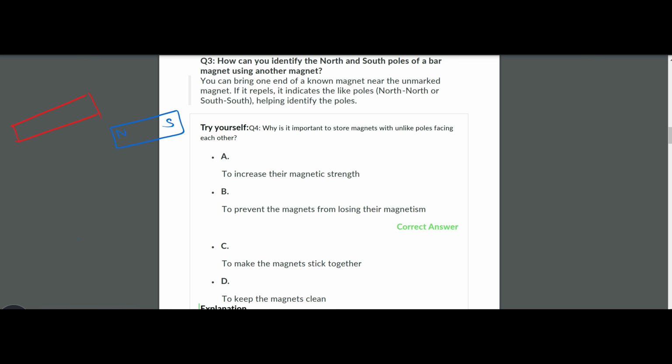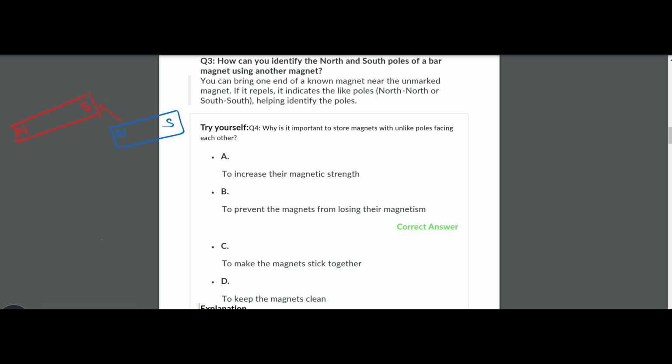You take that blue color magnet nearer to the red magnet. Let us say if you take it here, and these two magnets are attracted. Attracted means this end we call what? This end is called south pole. So when you take it here, and this magnet is attracted by another magnet, this end is south. The other side will be what? That is north pole. So in this way we can identify.